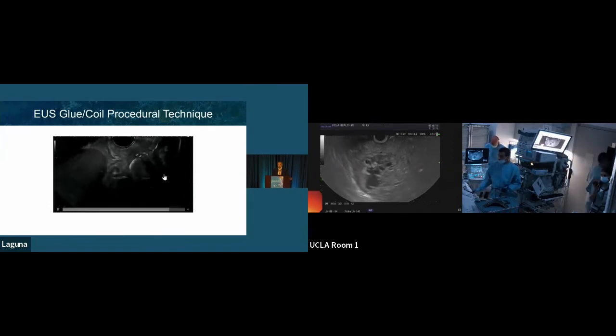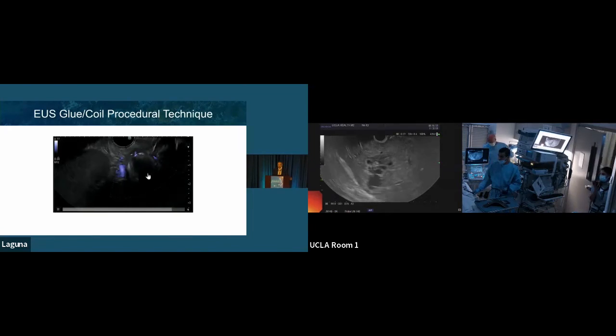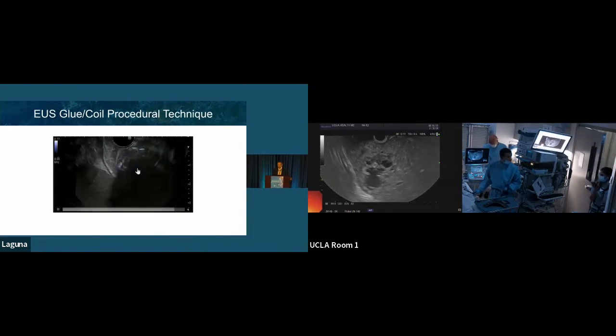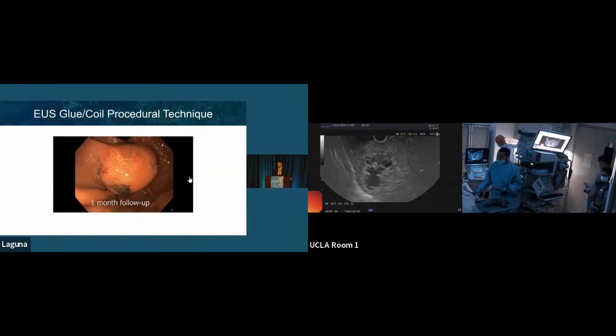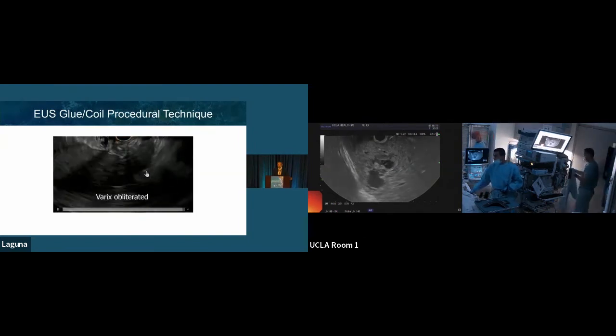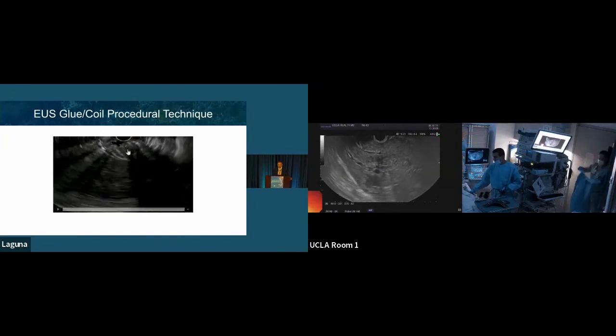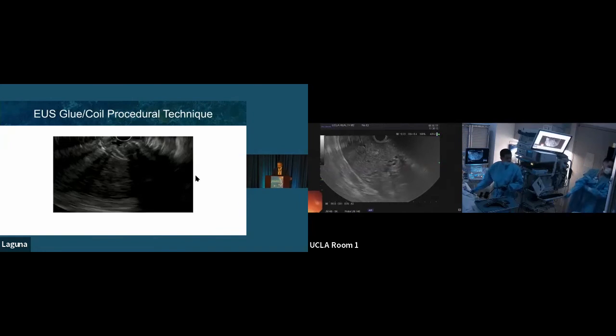And there you can see now a nice blush, and you see this sluggish flow, and you see it become more hyperechoic within the varices. And that's what it looks like immediately after. And this is at 1 month follow-up. You can see a nice collapse of the varices, and you see your coil there with the shadow from the glue, but essentially no further varices are visible.